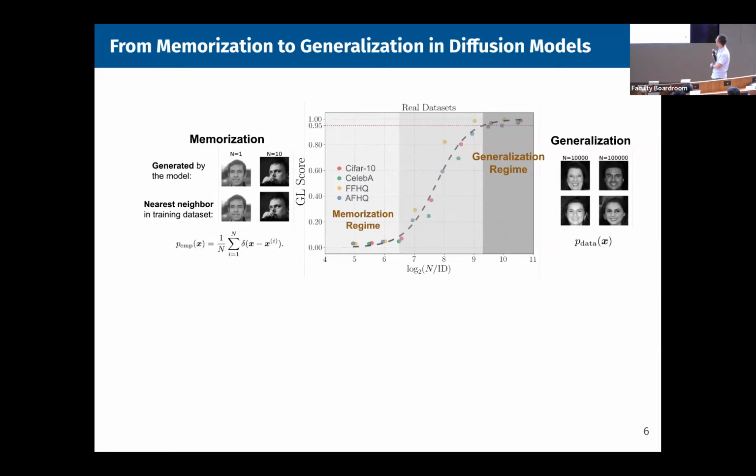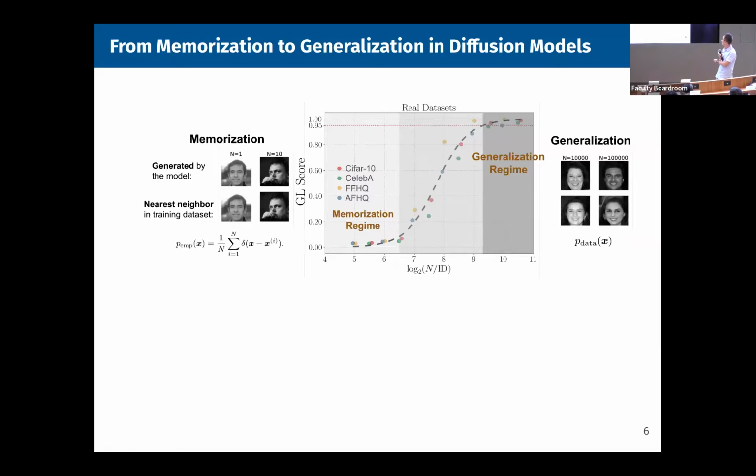Right? And the x-axis is showing you the number of training samples divided by the intrinsic dimension, where the intrinsic dimension is fixed. We're changing the number of training samples, and the z-axis is showing you the generalization score. So basically, when we generate a sample, we try to compare it to the nearest neighbor in the training data to see whether we are generalizing or memorizing.